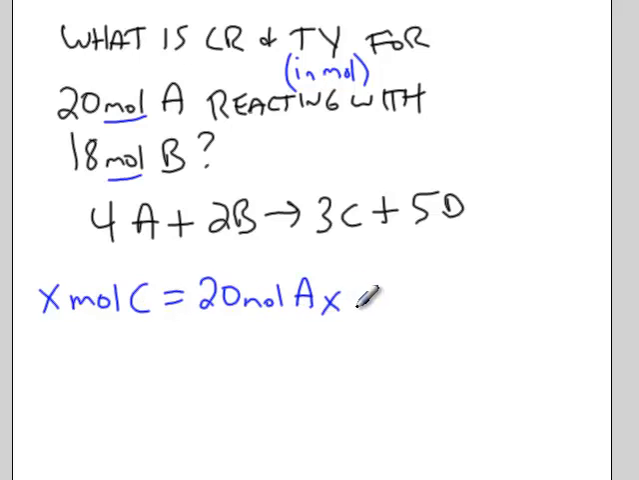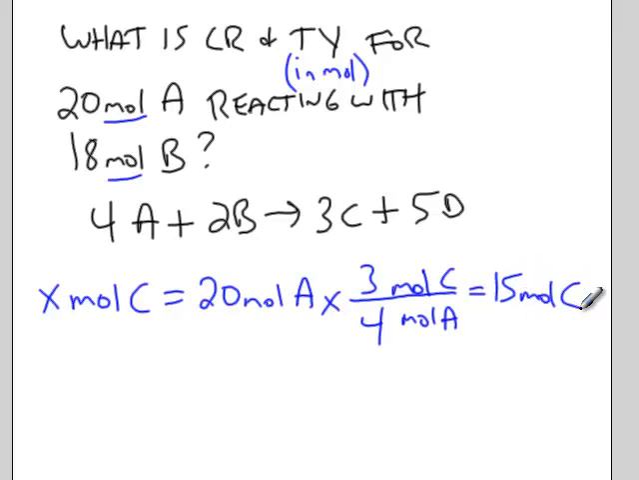20 moles of A, turn moles of A into moles of C. Using the mole to mole ratio, 4 moles of A turn into 3 moles of C. So this is going to give me an answer of 15 moles of C.